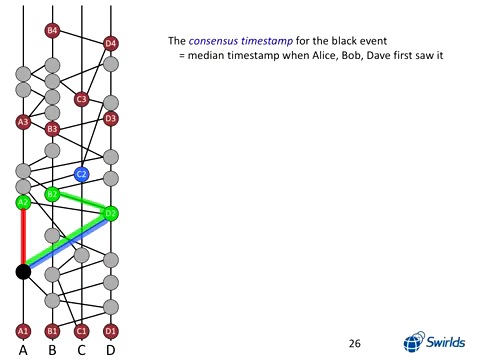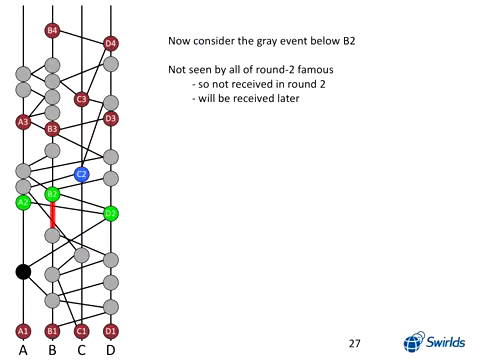So we now know its round received, which is round 2, and its median timestamp, its consensus timestamp, which is the middle of those 3 times. We sort them in order and take the middle one. And that's all we need to know for the black event. And now if we do that for all the events, we can put them in order.